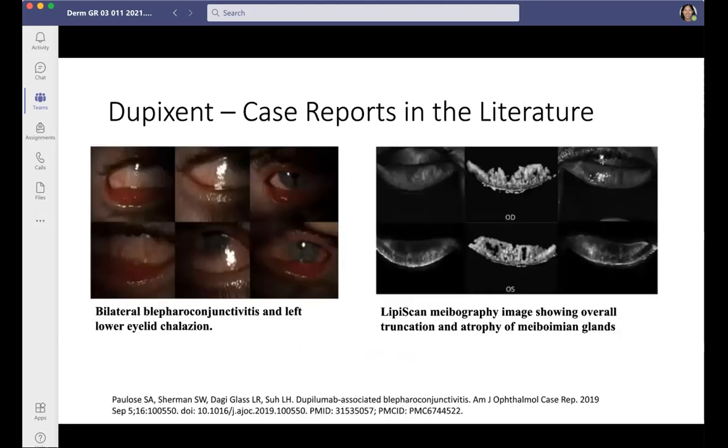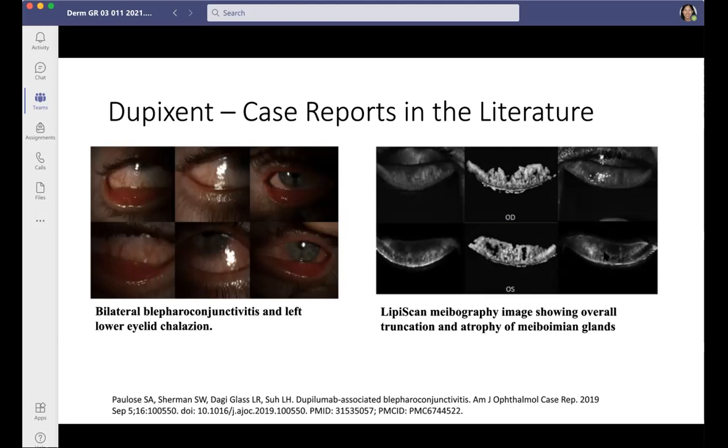I did look up some case reports in the ophthalmology literature about Dupixent-related ocular side effects. And again, it's similar to what was reported in the dermatology clinical trials. There was blepharitis, conjunctivitis, various forms of eye and eyelid inflammation. These pictures, which are unfortunately a little bit dark, show the conjunctival inflammation, as well as congestion of the vessels and swelling of the lids for this patient who had been on Dupixent.